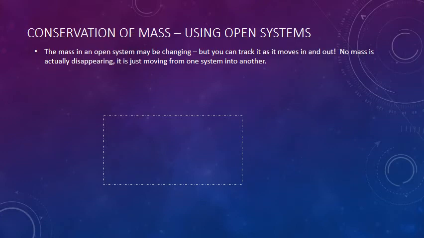We can express the same idea of conservation of mass using open systems. It looks a little bit more complicated with open systems because we have things moving in and out, which means that the mass in an open system is actually changing, but you can track it and you can figure out where it came from and where it went to. And even though it looks like the mass of this open system is changing, no mass is actually disappearing. It's just moving in and out of the system. So the mass is all still there, it all still exists, it just has moved into a different system.